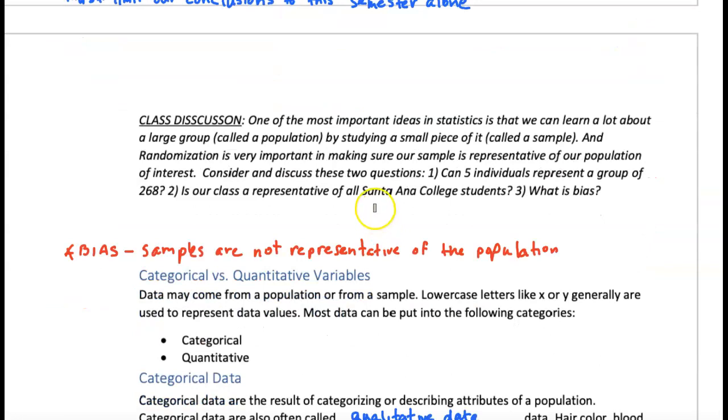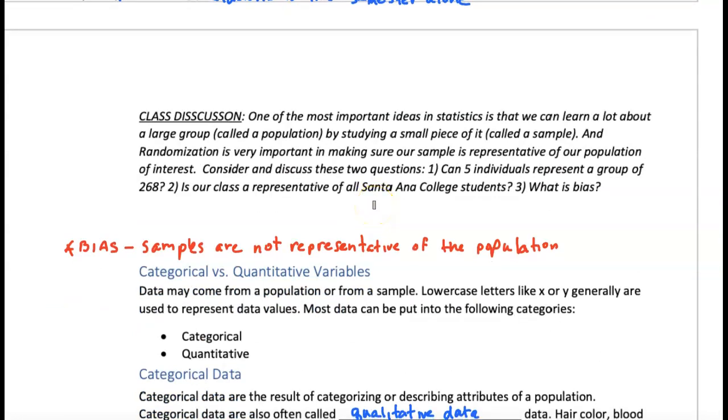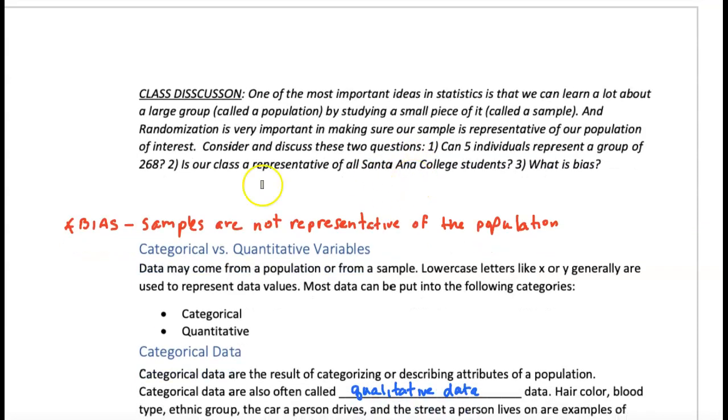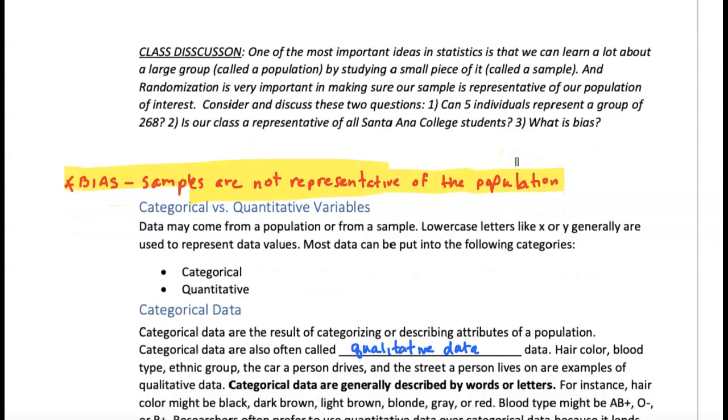So within that frame, we have to really start to think about how we collect data. Where do we get these samples from so that we can avoid what's called bias, when samples are not representative of the population. And so important things to think about is sample size. Can 5 individuals represent 268? Is our class representative of all students? So, things to think about: this idea of bias.